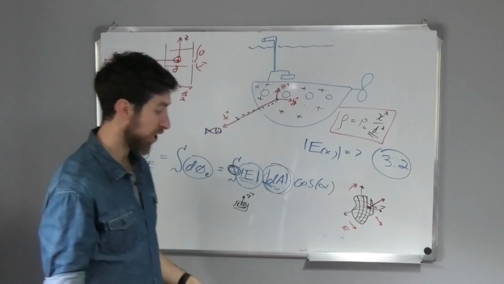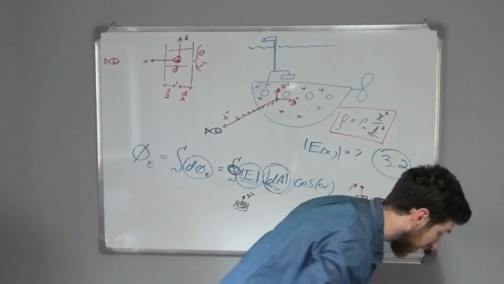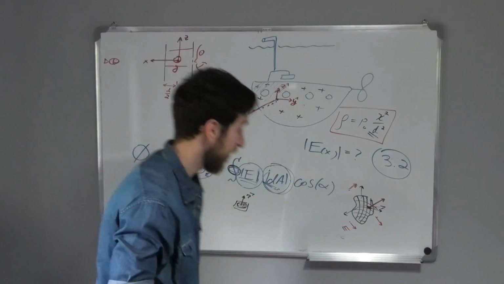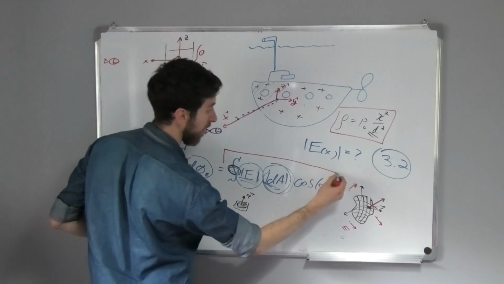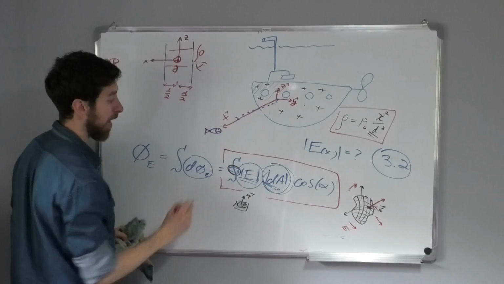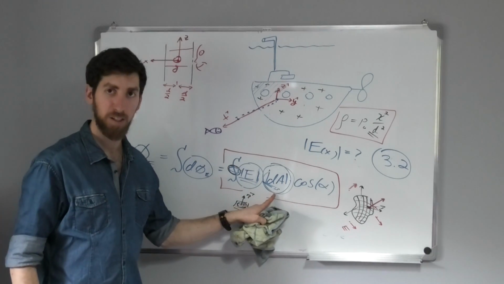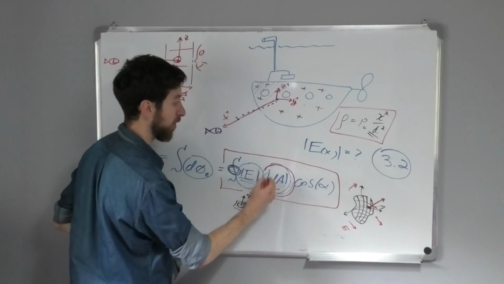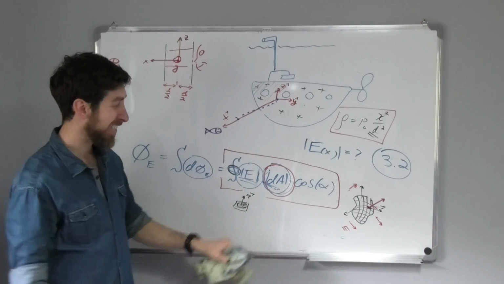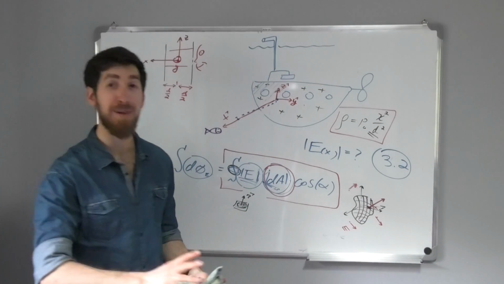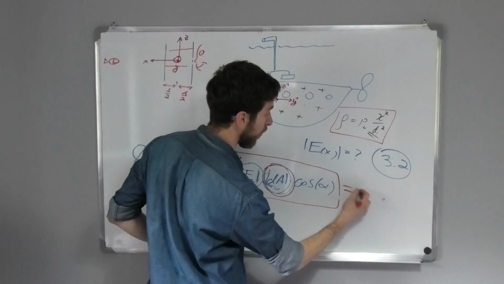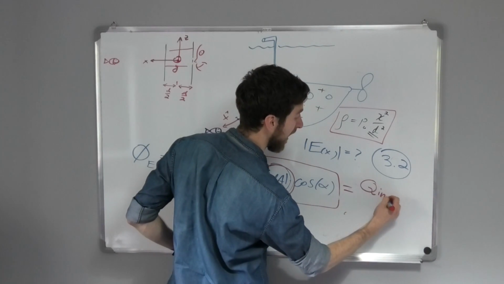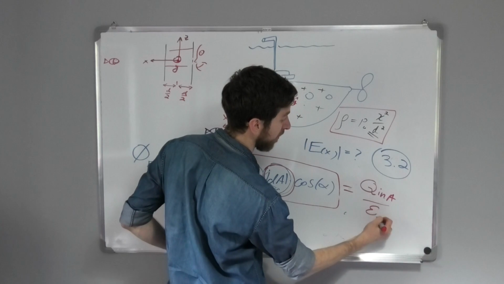So what we actually want to do is try to use this law to help us. And what's so special about this law? The law is actually that if you sum all the fluxes from this small window dA, this must be equal to what? To Q in A over epsilon 0.